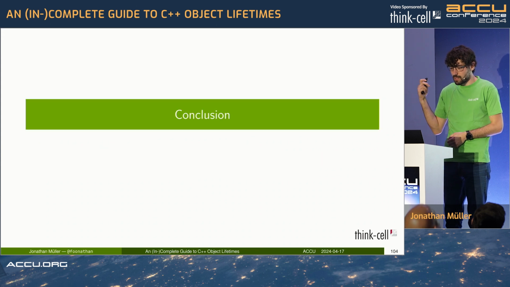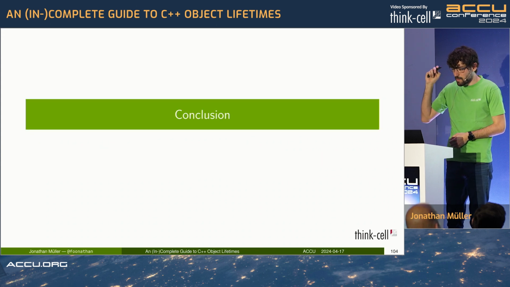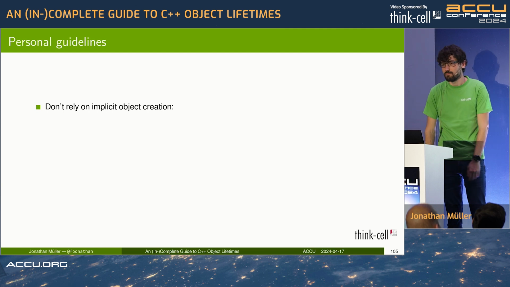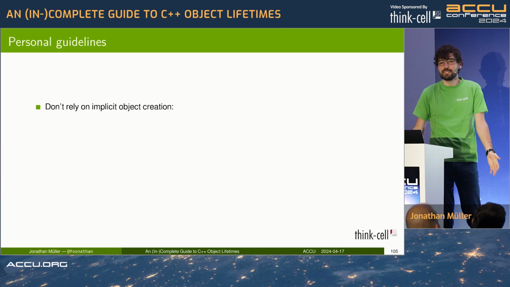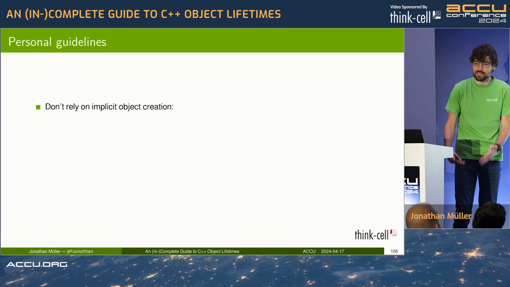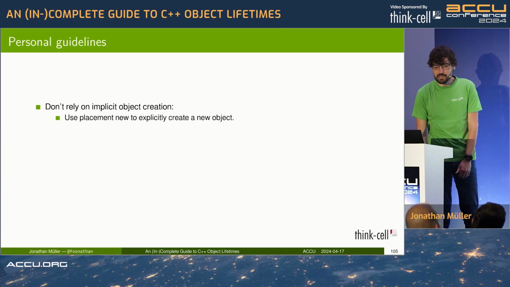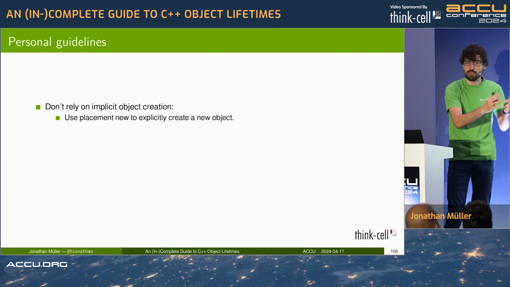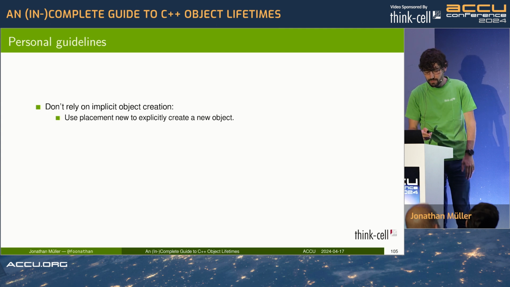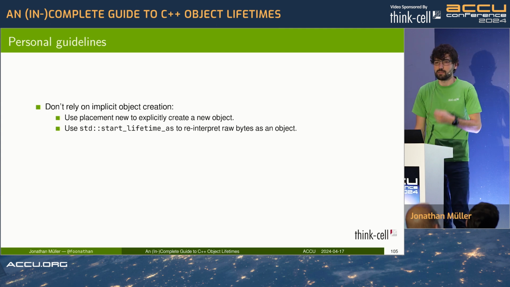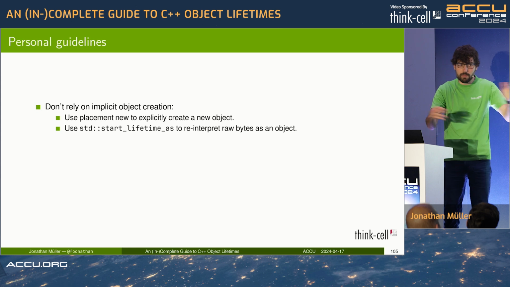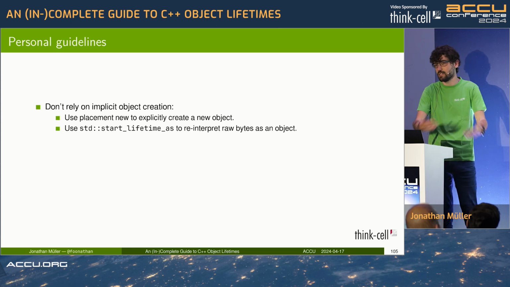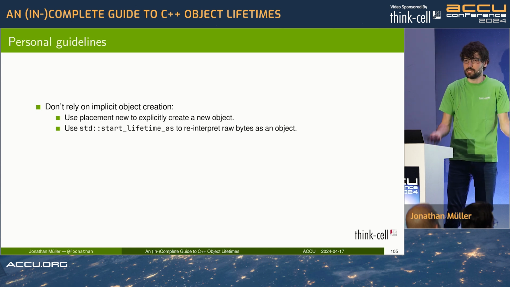And on that note, I end this talk. So some personal guidelines. Don't rely on implicit object creation, right? While nice, it's weird. We've got the time travel behavior, it's non-obvious when this happens. Just use placement new to explicitly create an object. This makes it clear we're creating a new object here, we don't care about the previous values. When you do care about the previous values, use std::start_lifetime_as. So you mmap your memory that contains your data structure, call std::start_lifetime_as to get a pointer to that data structure, and just start using it. It makes your code more expressive to use.